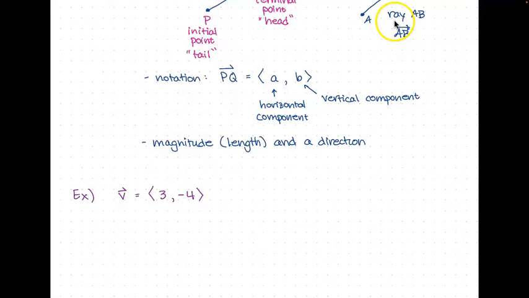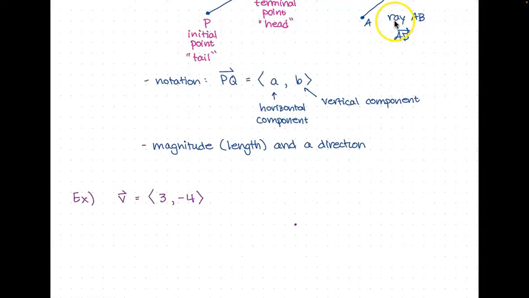And you'll see this done in two different ways. One is just kind of floating out there. Start at some random point, wherever you want. And from that point, we're going to go 3 units in the positive horizontal direction, and then 4 units in the negative vertical direction. There's my terminal point, and there is my vector.